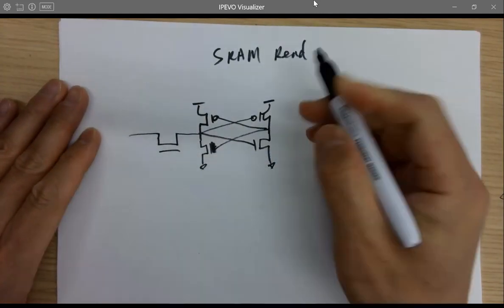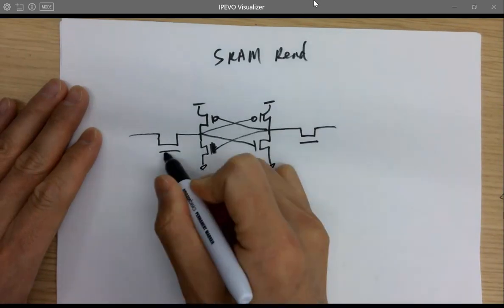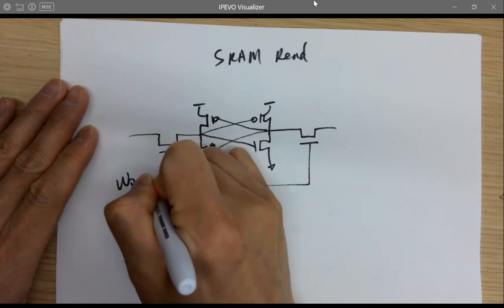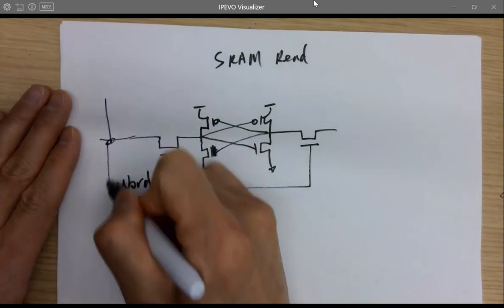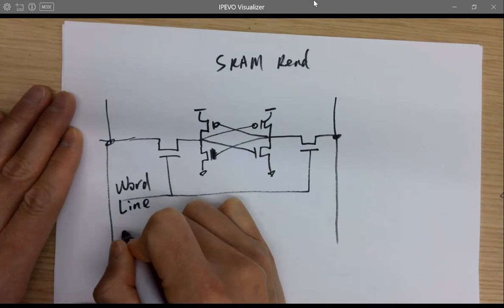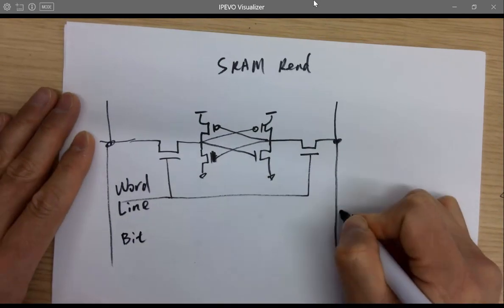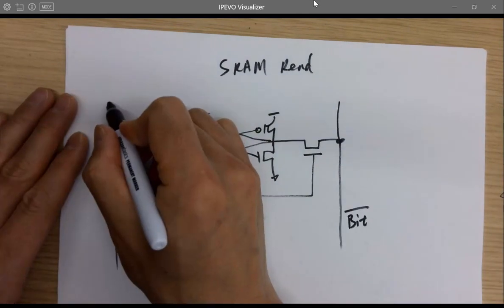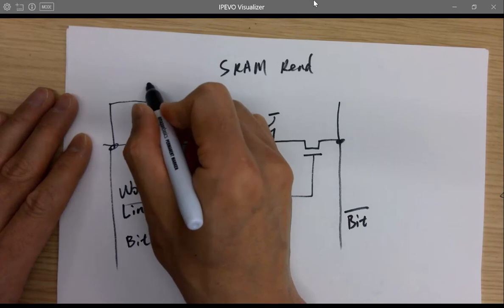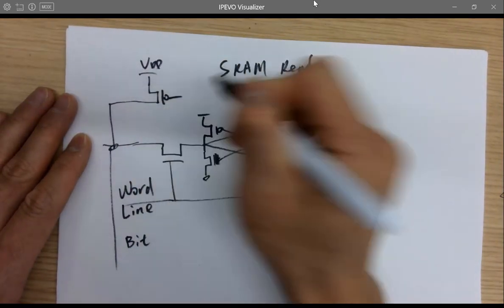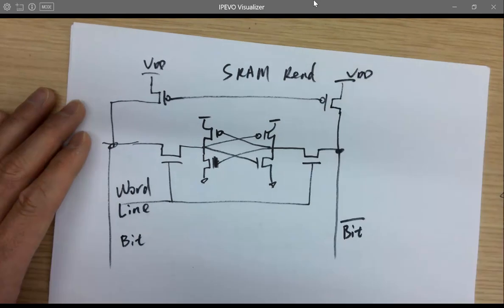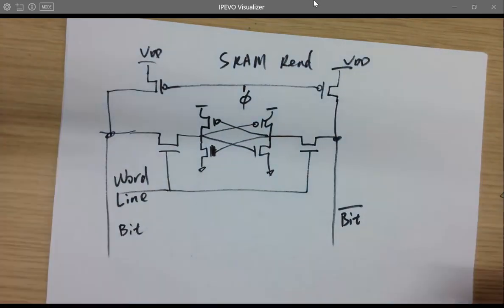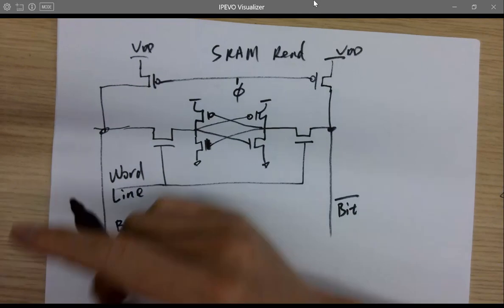And this is the fundamental circuit of the SRAM. This is called a word line. This is called bit, and this is bit bar. And there's a clock to control it. So that's a read process. We probably don't have time to run it, but this is a read.